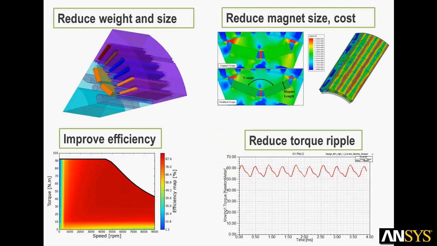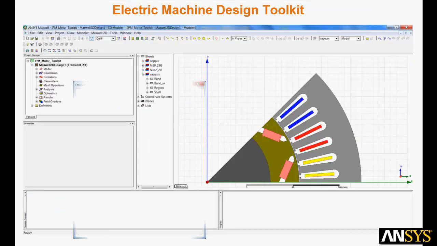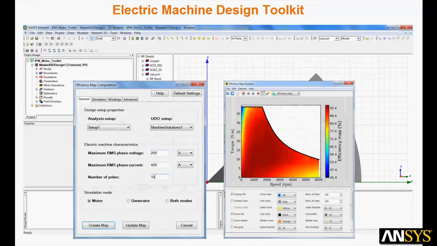We now show you how you can use the integrated motor solution to meet common design objectives such as reducing weight and size of the motor, reducing the size of the magnets to save cost, improving efficiency, and reducing the torque ripple. ANSYS has created an electric machine design toolkit to address the challenges. Automated scripting built directly in the Maxwell interface allows you to set up efficiency map calculations and compute torque speed curves and efficiency maps automatically.